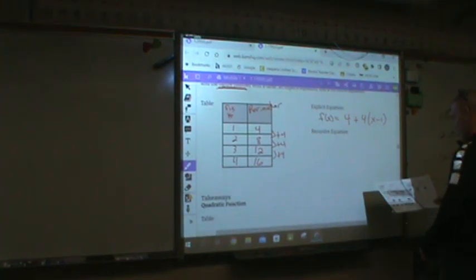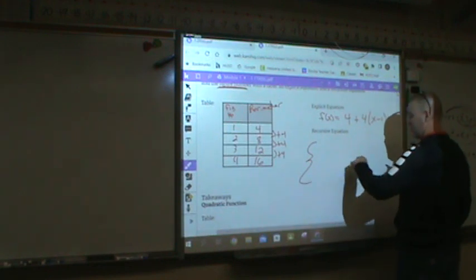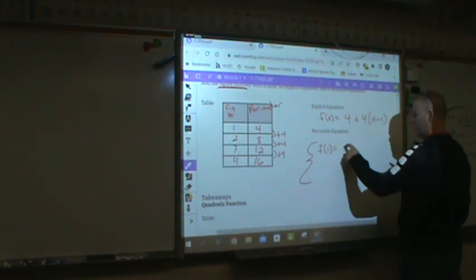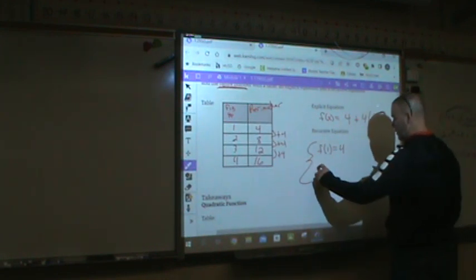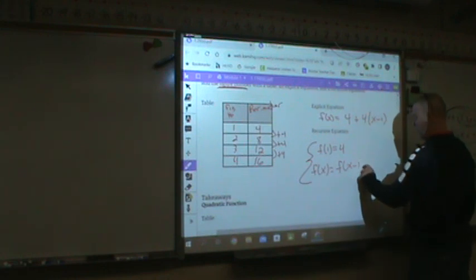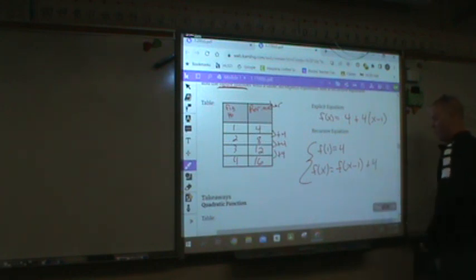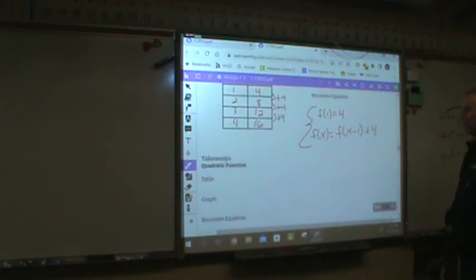Now, your recursive equation. So I'm going to look at recursive, and that's going to look like this. I'll write it differently here, but f of 1 is equal to my beginning value 4, which is what I needed for my explicit equation anyway, and then f of x is equal to f of x minus 1, and if you go in here, it tells you the common difference, so plus 4. There's your recursive equation.